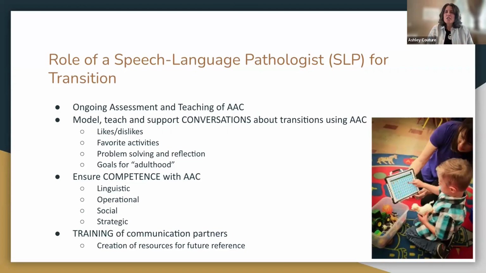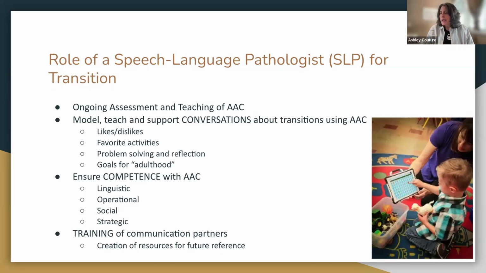So being strategic about, if someone didn't give you enough time to formulate your message with your device, what are you going to do about that? Or if there's a breakdown in the flow of communication because somebody misunderstood what you were saying with your device, what are you going to do to solve that? So it's our job to give enough practice to ensure competence.